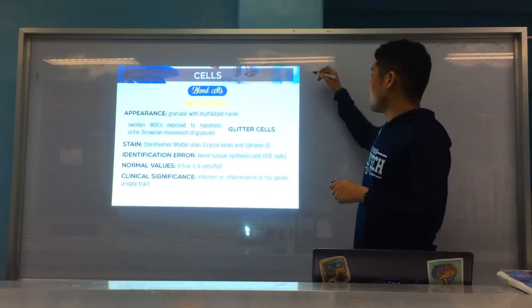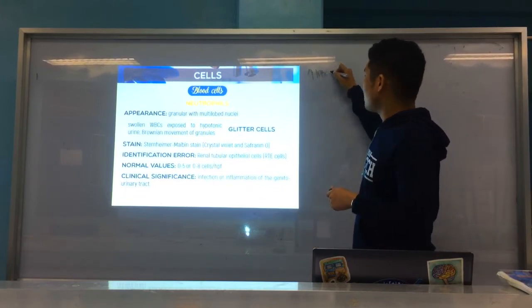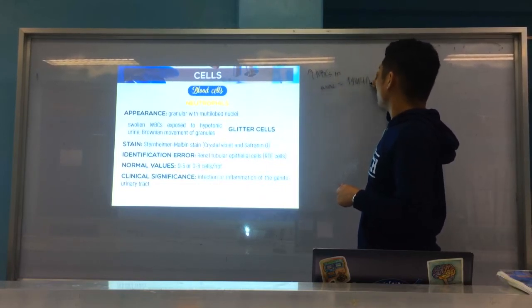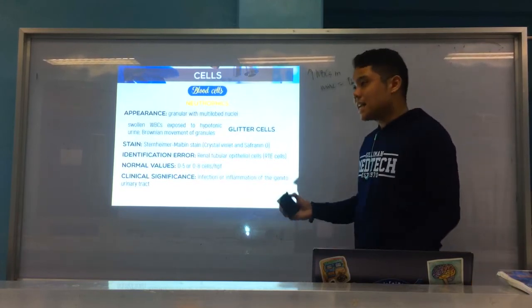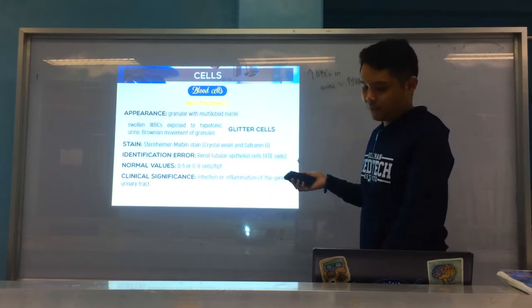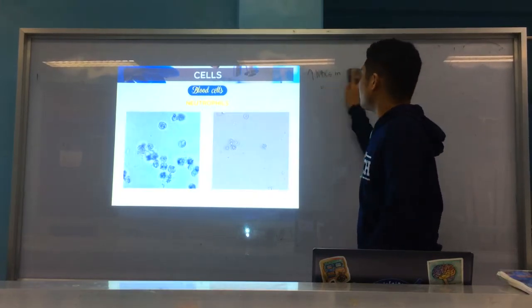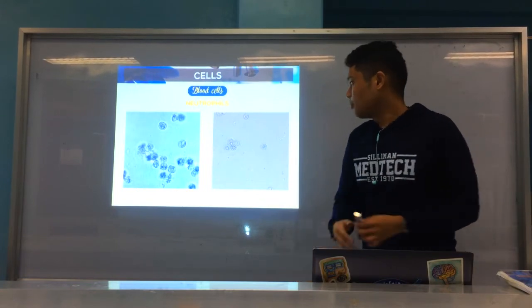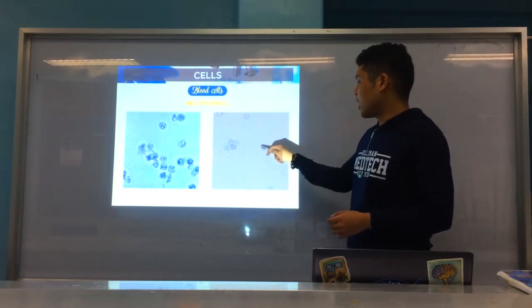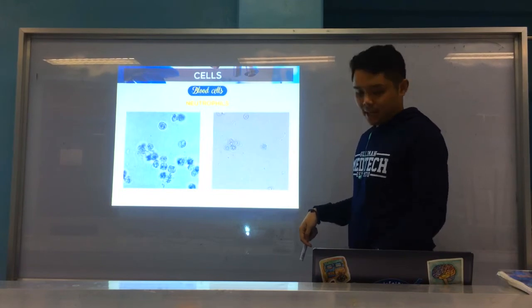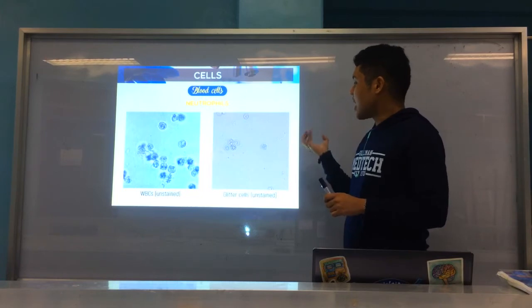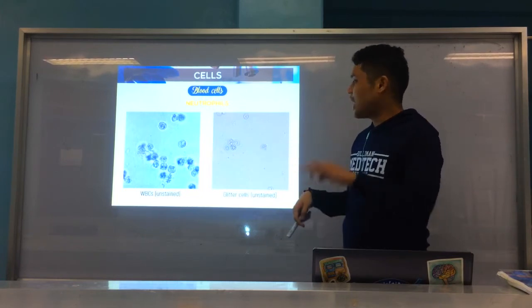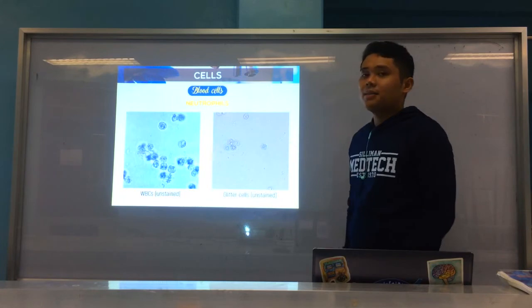Now, if you have many WBCs, increased WBCs in urine, that is what we call pyuria. Pyuria: increased WBCs in urine. Here is an example of neutrophils. As you can see, there is the nucleus, and then the granules at the side. Those are your WBCs and glitter cells. As you can see, there is a sparkle. I'm not sure if you can notice, but there is a nice sparkle around the cytoplasm. That's your glitter cells.